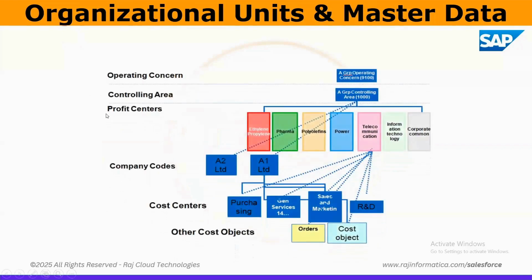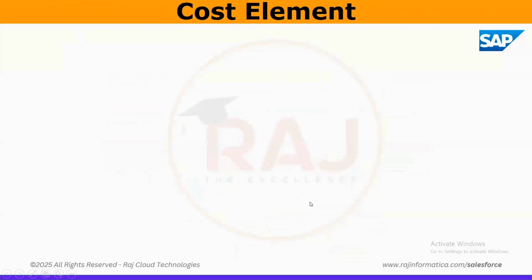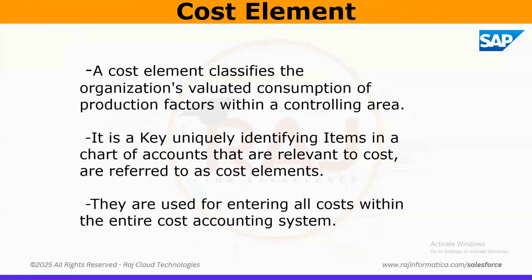So this is how your organizational structure of controlling area will look like. Your controlling area will be assigned with company code, which are finance related data. Then you can create different costing related objects. So cost element, first of all, cost element means a GL, which is called GL in finance module.